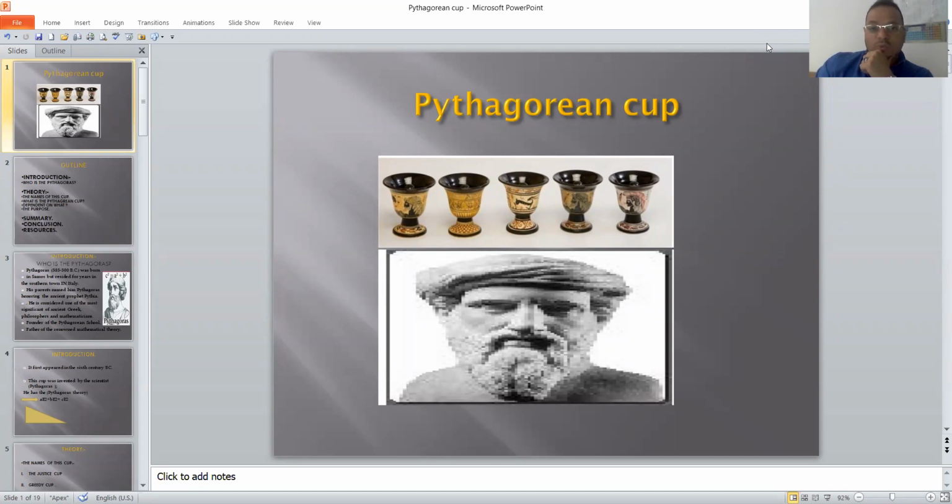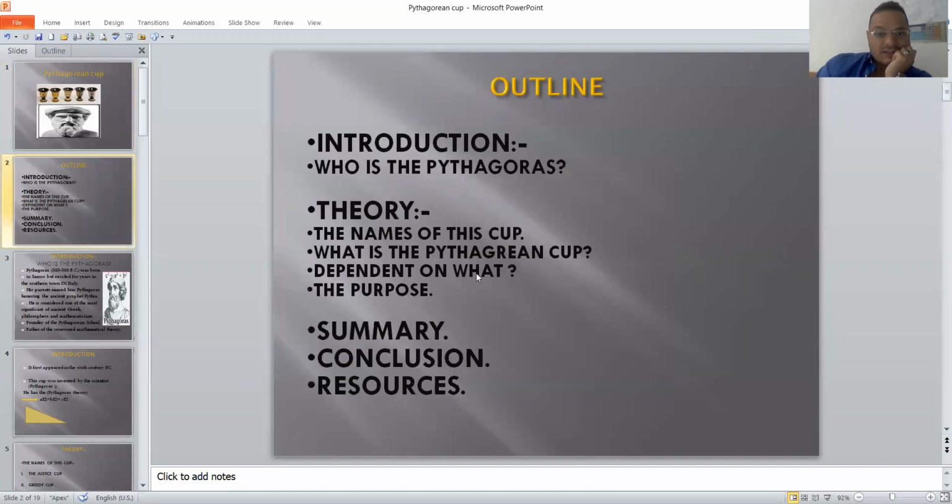Our topic today will be talking about and explaining important information about the Pythagorean cup. This is the form of this cup from the outside, and this is the Pythagorean cup. Let's talk about the important information. I will start from the introduction and discuss who Pythagoras was.